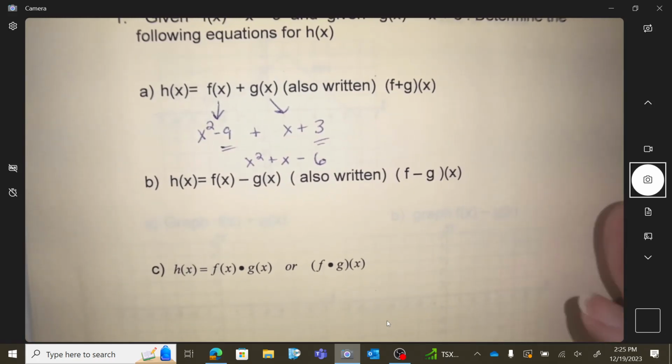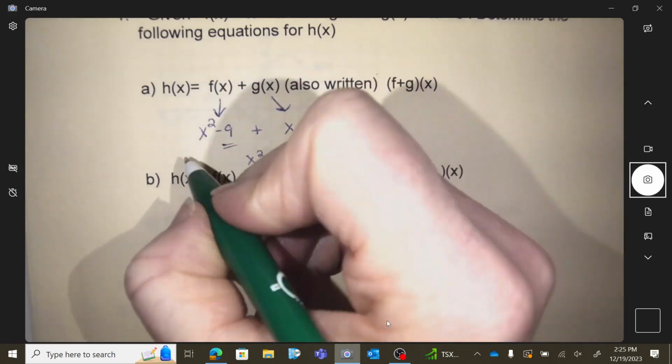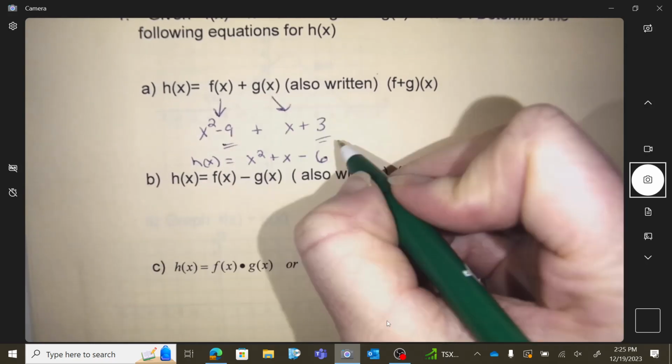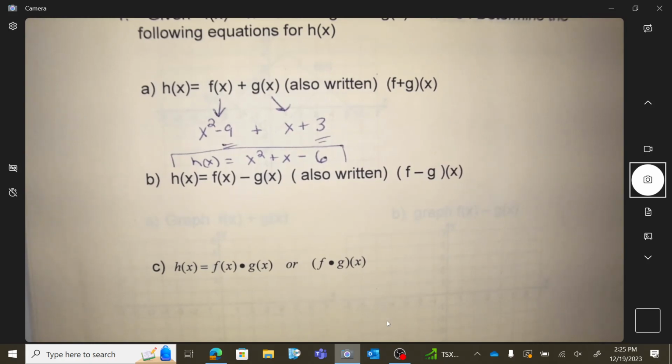And Nico, what else am I missing here? Not equals 0. H of x equals that.